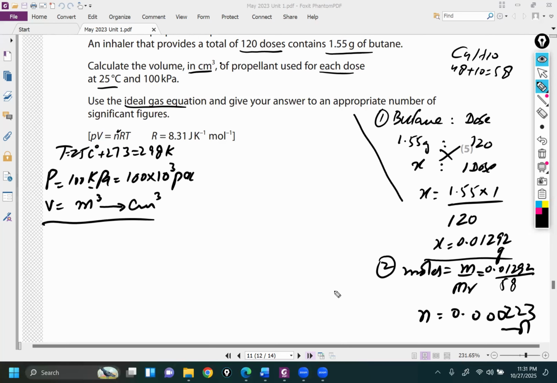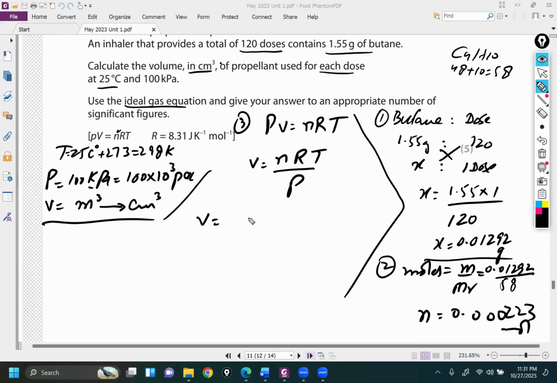Now let's come to the third part. And the third part is the equation. So PV is equal to nRT. We will calculate the volume. So nRT over P. To put the values, volume is equal to number of moles is 0.000223 times R, the ideal gas constant, general gas constant. The value is given, 8.31 times temperature is 298 and divide by this one, 100 times 1000.